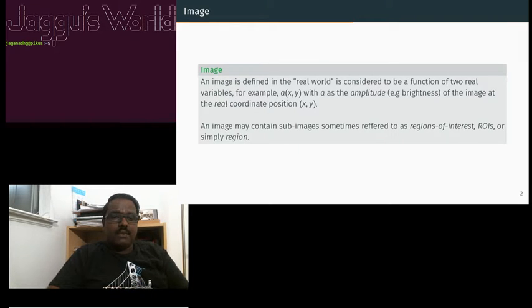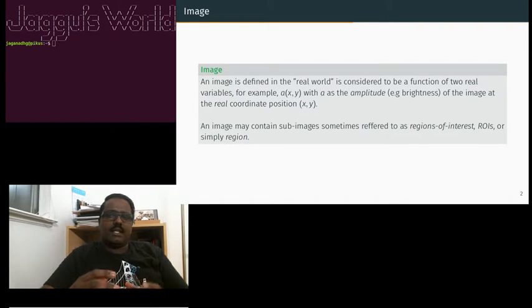Let's formally define what an image is. An image is defined in the real world as a function of two real variables, for example amplitude of XY, which means the amplitude or brightness of an image at a real world coordinate position X and Y. This X and Y intersection point is typically referred to as a pixel, which you will see in the next slide.